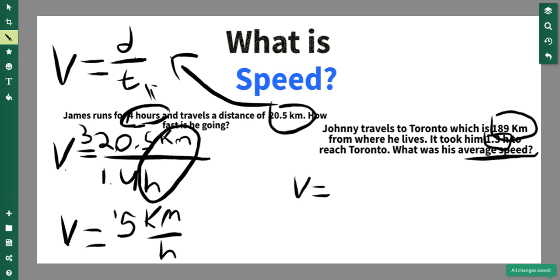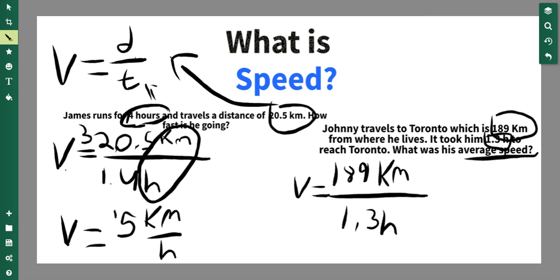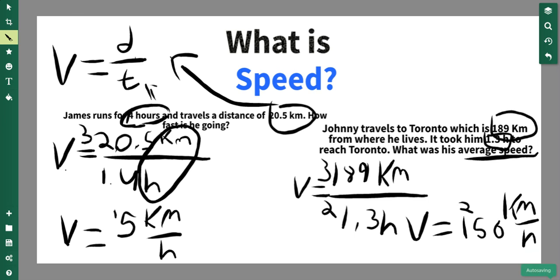So what is the distance? 189 kilometers. And then it took him 1.3 hours, so that is obviously the time. So we have 189 kilometers divided by 1.3 hours. And if you do sig figs, which is 3 here and 2 here, we know our answer must be in 2 sig figs. And the answer would be 150 kilometers per hour. So hopefully you got exactly the same.